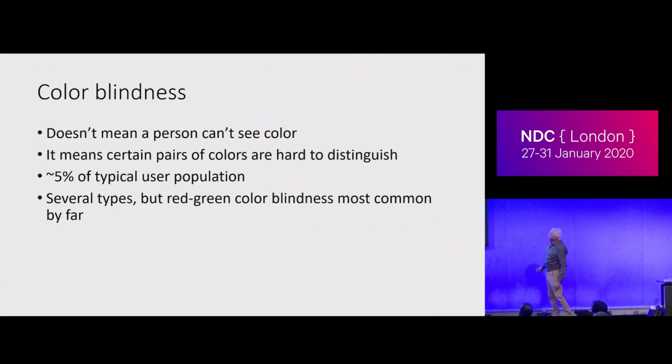Color blindness. It doesn't mean a person can't see color. It means certain pairs of colors, they find it hard to tell the difference. And it's only around 5% of the typical user population, primarily male. Red-green color blindness is the most common. If you take care of that, you're down to a small fraction of 1% of people who are going to struggle.